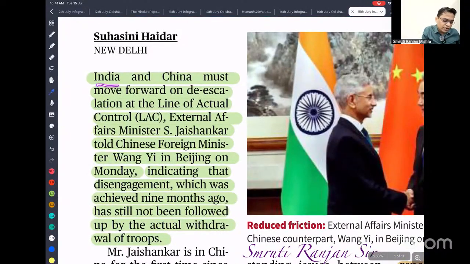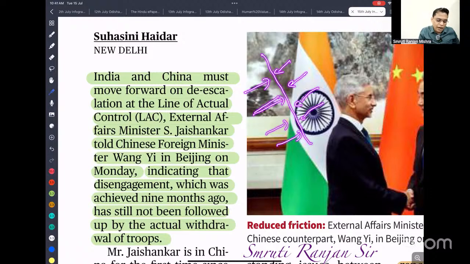So India and China must move forward on de-escalation of the Line of Actual Control. We have to de-escalate. That means currently, if this is the Line of Actual Control and this is the Chinese side, they have built up soldiers and we are also deploying our soldiers. So we have to move our soldiers back from there. We have to ensure that this border does not have active deployment of soldiers.